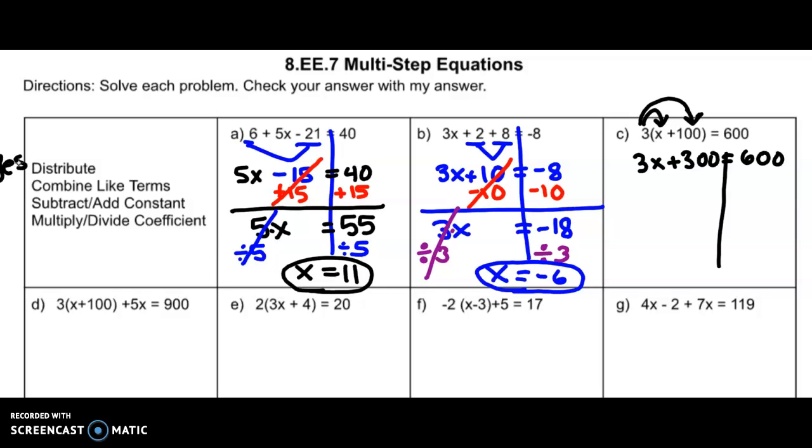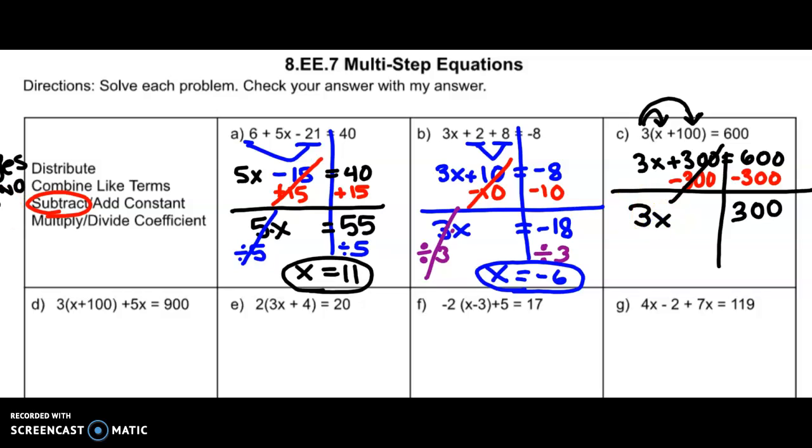So next, my next step says to combine any like terms. 3x plus 300 are not like terms, so I do not need to combine like terms. And then finally, I have to either subtract or add the constant. So I am going to subtract here, so that way my 300 cancels out. So subtract by 300. This is going to cancel out to 0. 600 minus 300, that is going to be 300. Then I bring down my 3x.